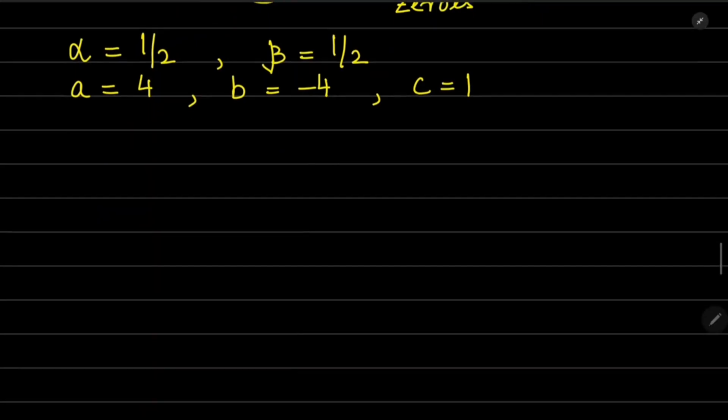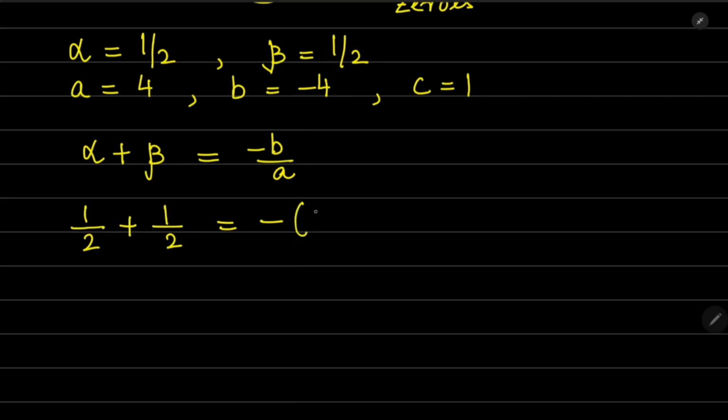Now let us verify the relationship. In order to verify, first of all, let us see if the sum of the zeros is equal to minus b by a. What is alpha? 1 by 2. Plus what is beta? Also 1 by 2. It should be equal to minus b, b is minus 4, by a.